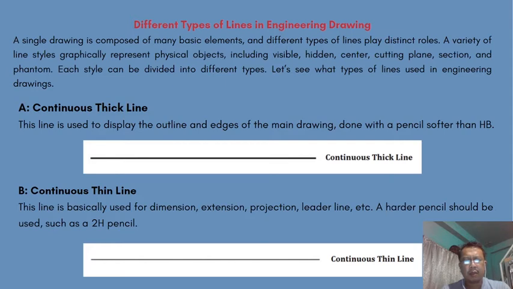Letter B is the continuous thin line. We can use this line to present a dimension, extension, projection, leader line, and so on. We can use the 2H pencil for drawing a continuous thin line on our object.